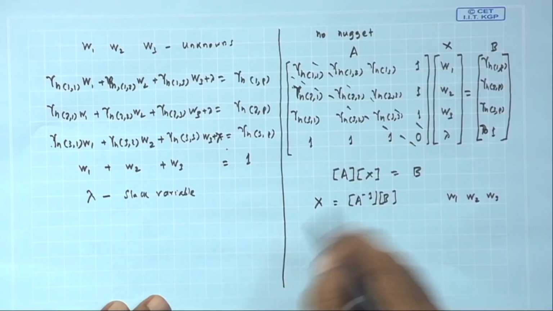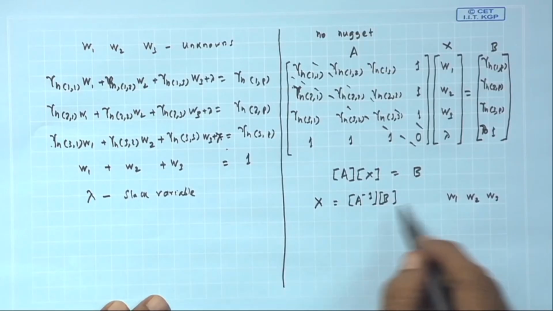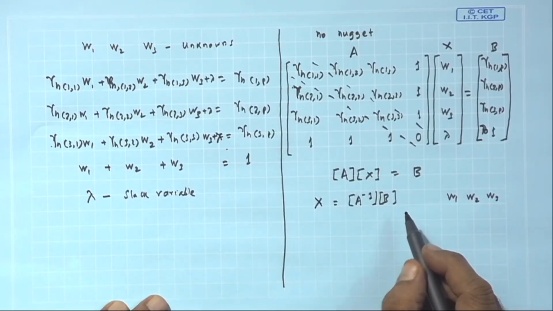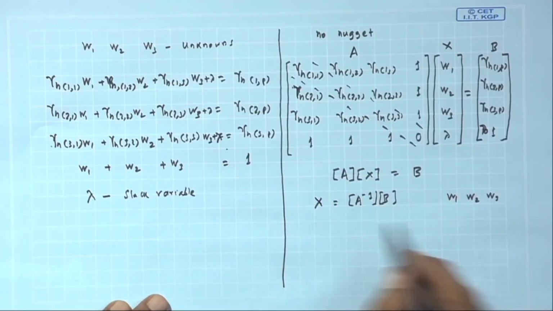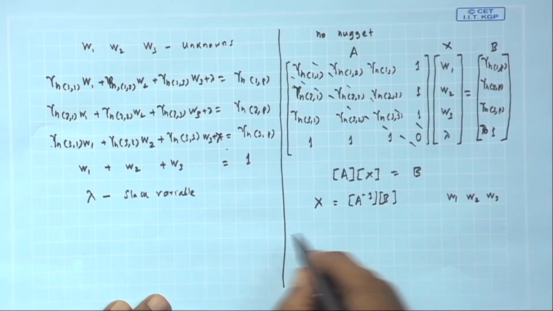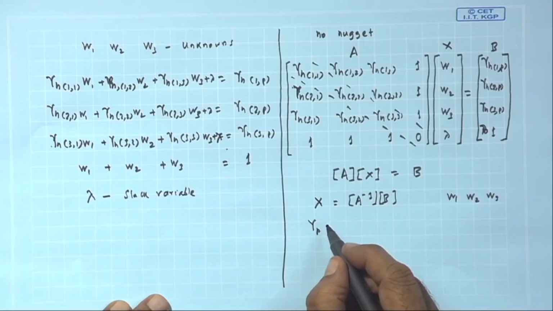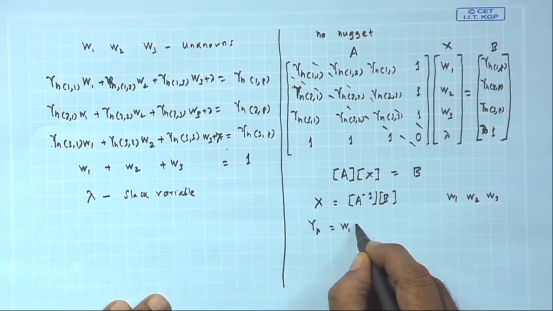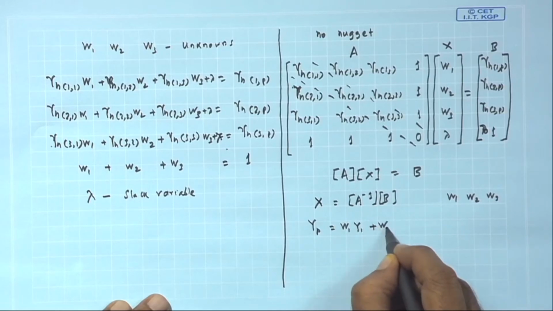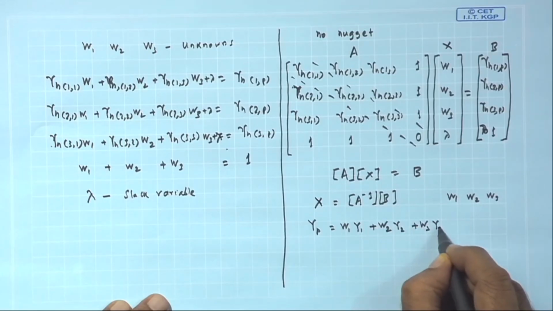We will be posting a few example exercises with this kind of data, taking some real or synthetic data from any data set, and so finally we will be able to get our value of the regionalized variable calculated at a point P as W1 Y1 plus W2 Y2 plus W3 Y3.